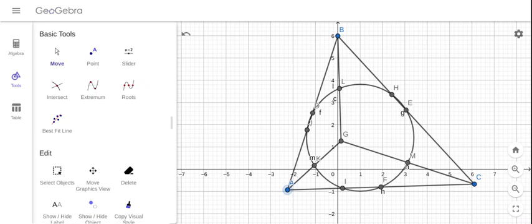So that's one of the small videos. Let's see in the next video how we can mathematically prove this 9-point circle.